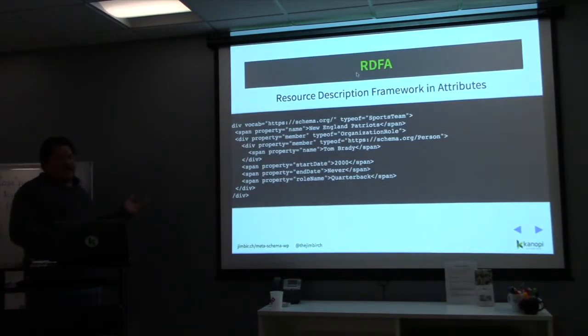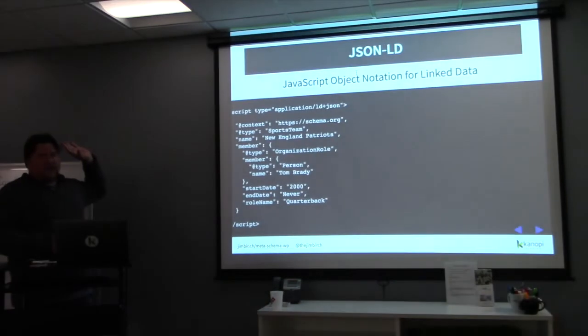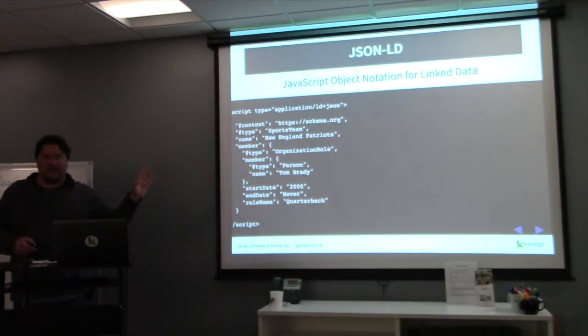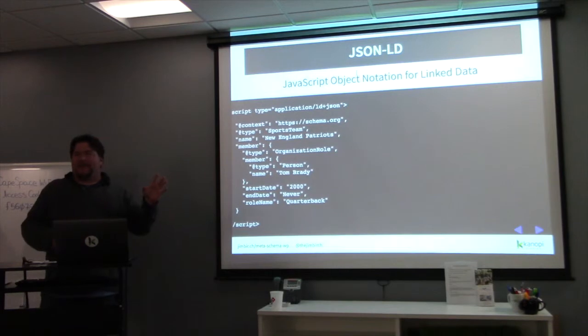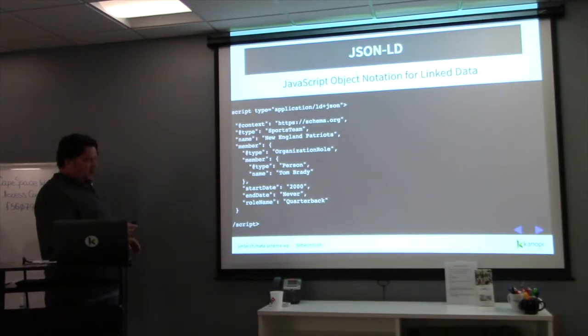This is RDFa. This is just another way of marking up the vocabulary, which is schema.org. This method is kind of dated. What has really won out on the internet is JavaScript Object Notation for Linked Data, JSON-LD. It's JavaScript, but it's not that scary. Basically, it's kind of the same thing.